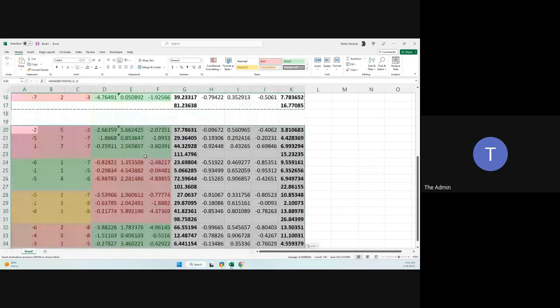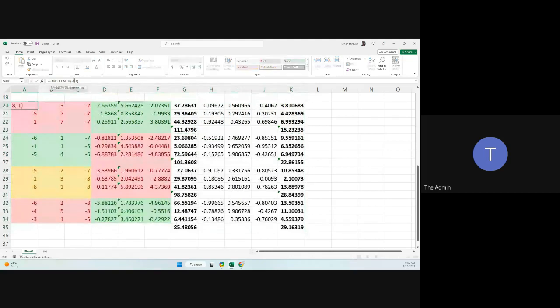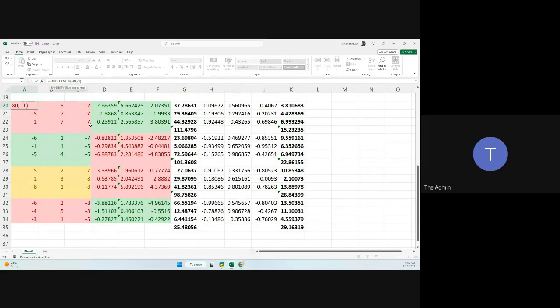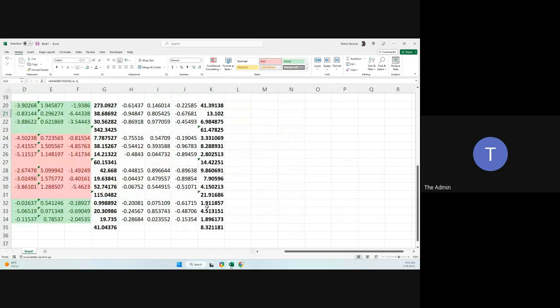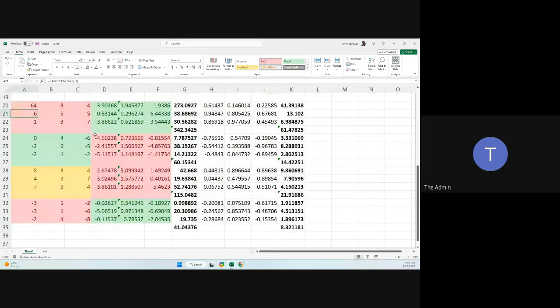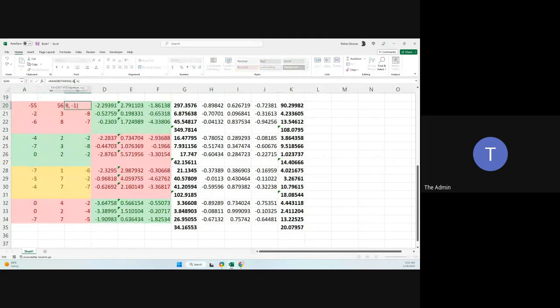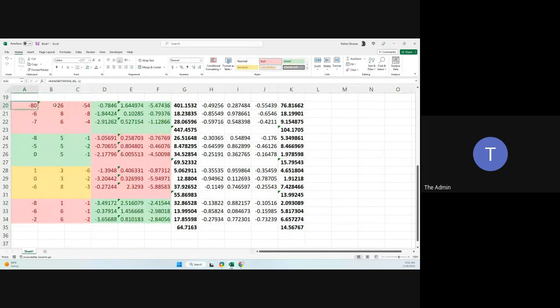Now let's go here, and instead of this, I want this to be 80. This should have been -1. Then this will be 80. Then this will be -80. Right? This is the next layer we are talking about now.